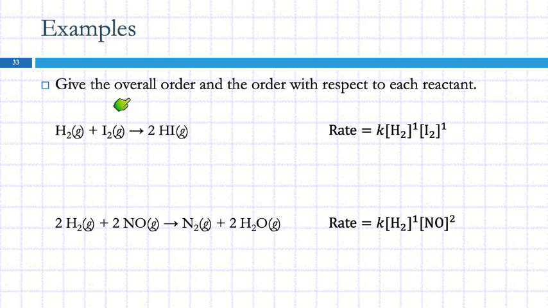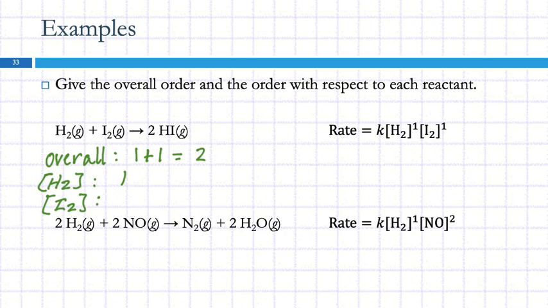We are asked to give the overall order and the order with respect to each reactant. So what's the overall order for this one? It's 2. 1 plus 1 equals 2. Right? 1 plus 1 is 2. And the order for H2 is 1, and the order for I2 is also 1.